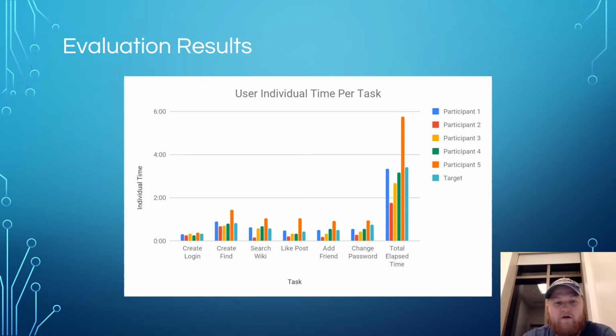Now we're going to go through the evaluation results. As you can see, we have shown from our evaluation results each task: create login, create find, search wiki, like post, add friends, change password, and total elapsed time.